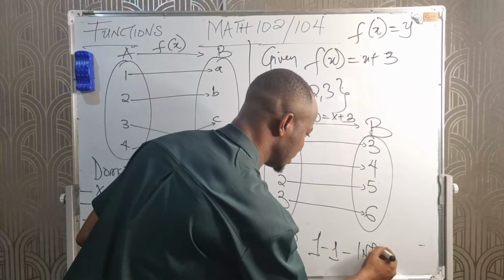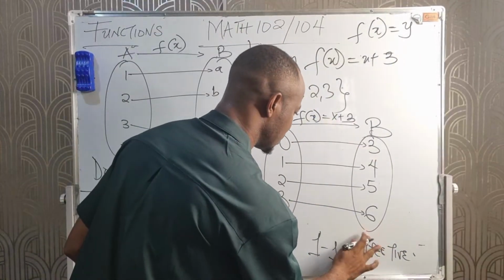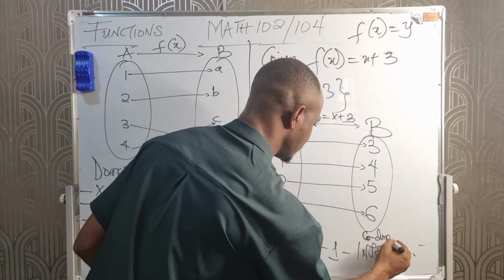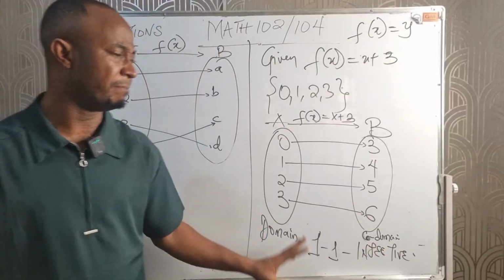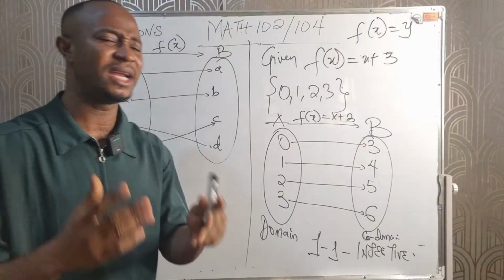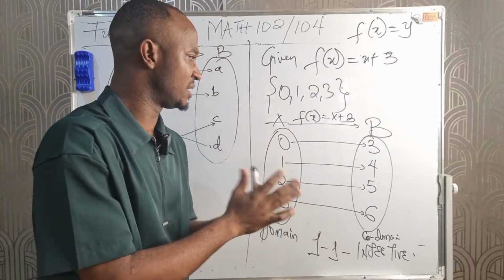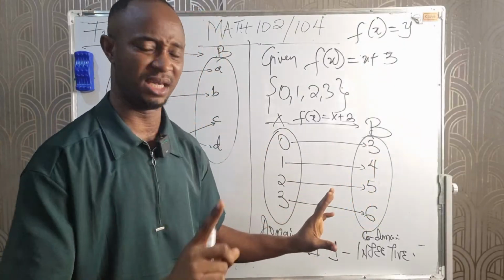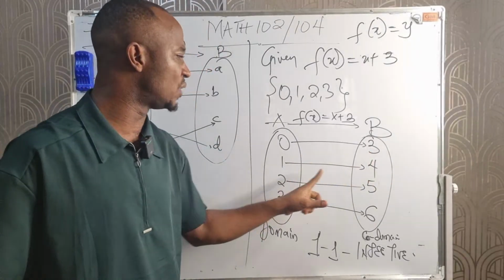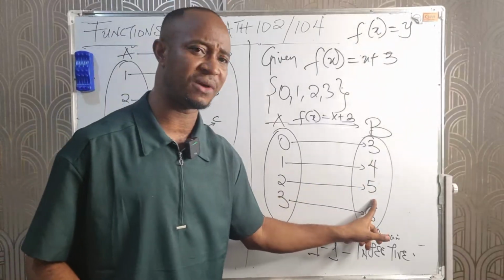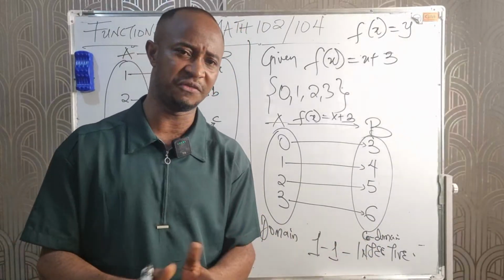Also called the injective. This is my domain. This becomes our codomain. So this is called one-to-one or injective mapping function, whereby every element in the domain has a unique image in the codomain. 0 is only mapped to 3, 1 is only mapped to 4, 2 is only mapped to 5, 3 is only mapped to 6. We call this one-to-one or injective mapping function.